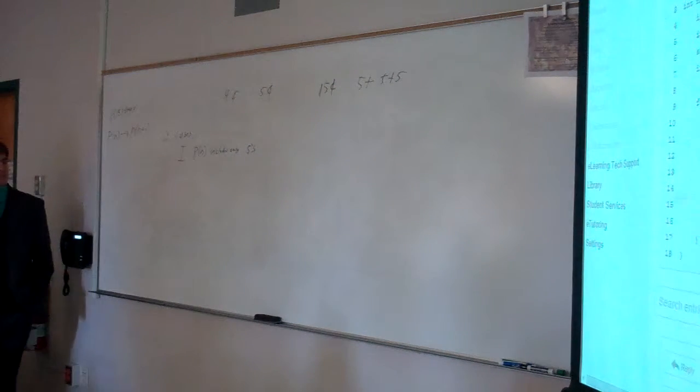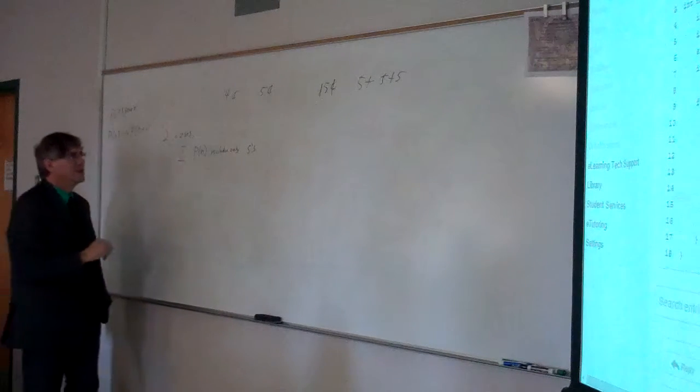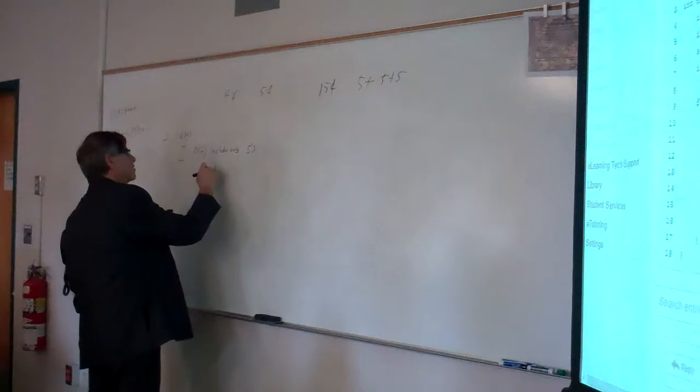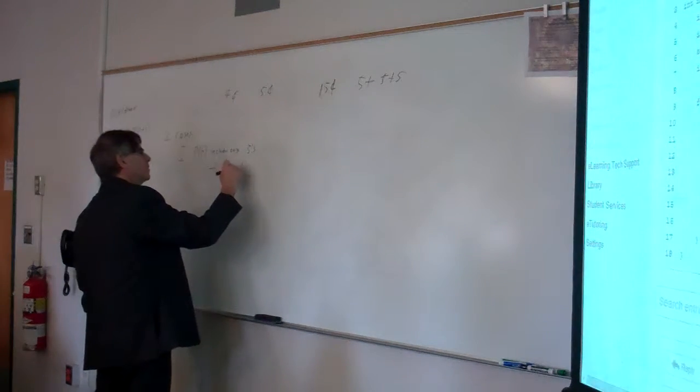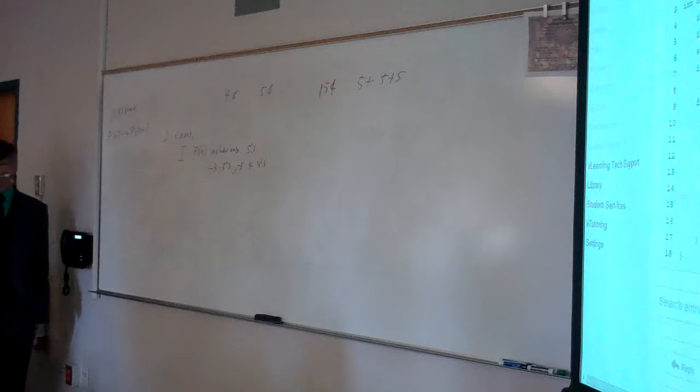Case 1, our solution for P of n only includes 5-cent stamps. And since we're at least 15 cents, we've got at least 3. So take away 3 5s and add 4 4s. That bumps us up a penny.